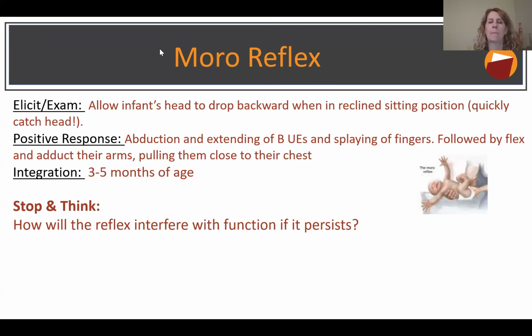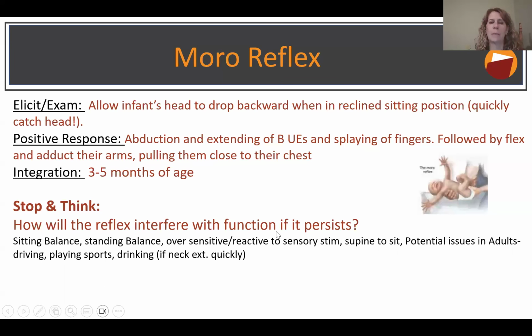Sitting balance. Yep. Standing balance. Yep. They look up really quickly, they can elicit it. Okay. If they're sitting and they lose their balance, are they going to be able to catch themselves as they start to fall backwards? No. They're not going to have a protective reaction to keep themselves from falling because their arms are going to come up. We don't want that, but that's what's going to happen. Okay. So it's going to interfere with sitting balance, standing balance.